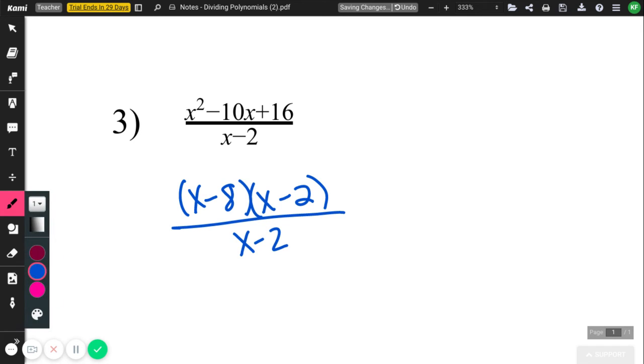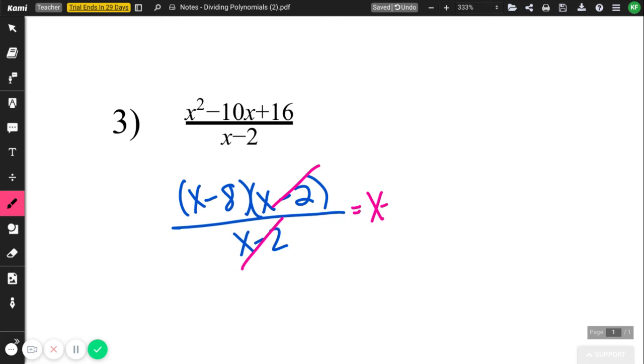So just like in the other examples, after I factor that numerator, I'm going to cancel out what I can, which means I'm going to cancel out the x minus 2's, and my final answer is x minus 8.